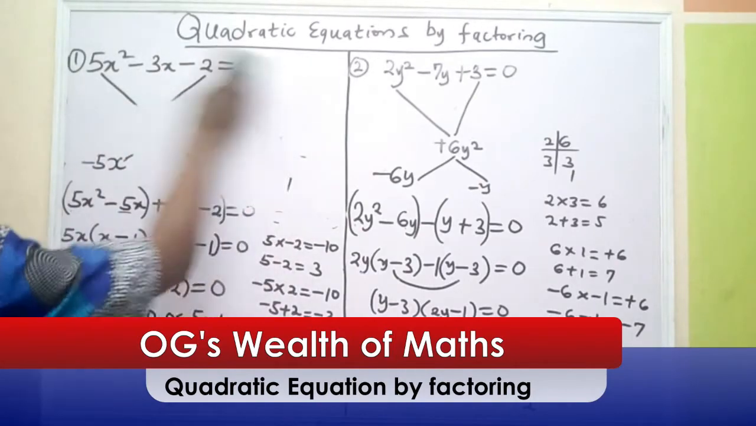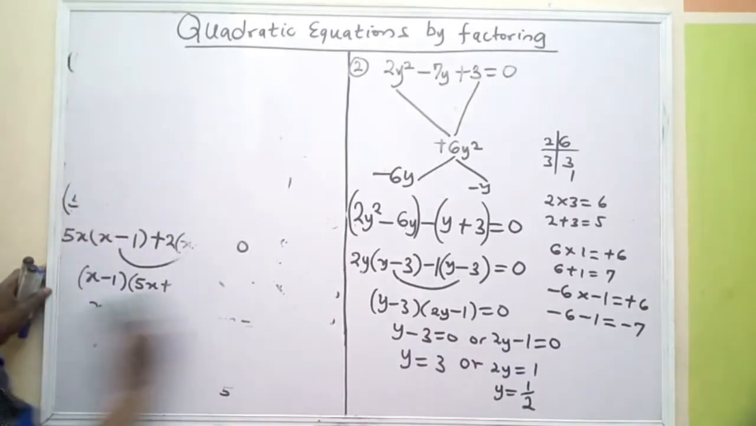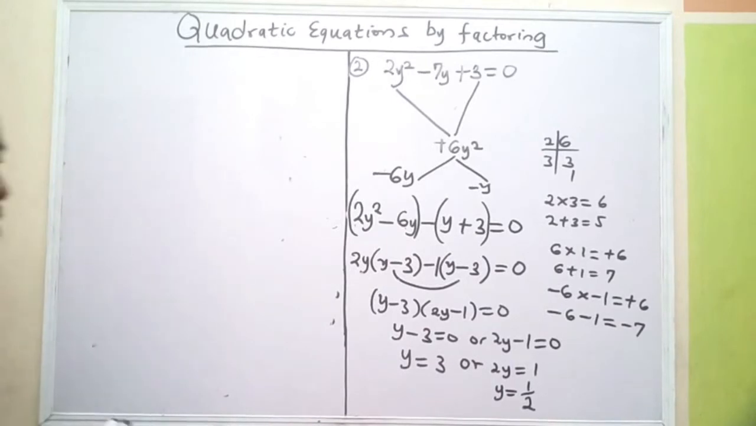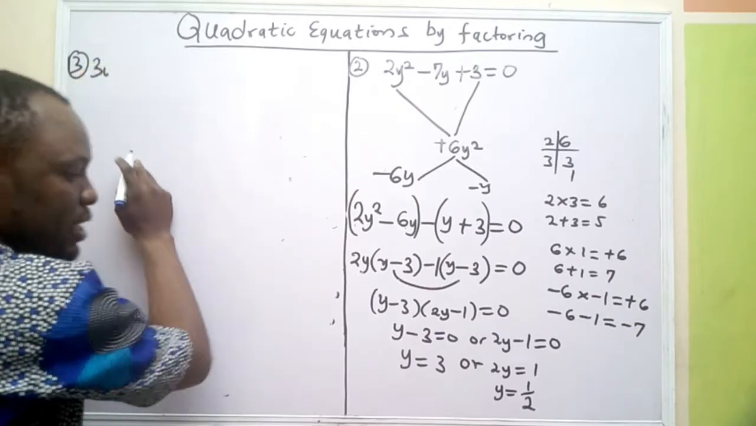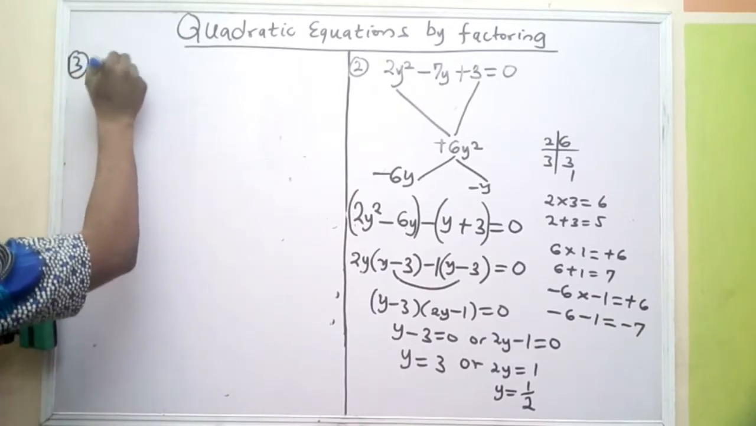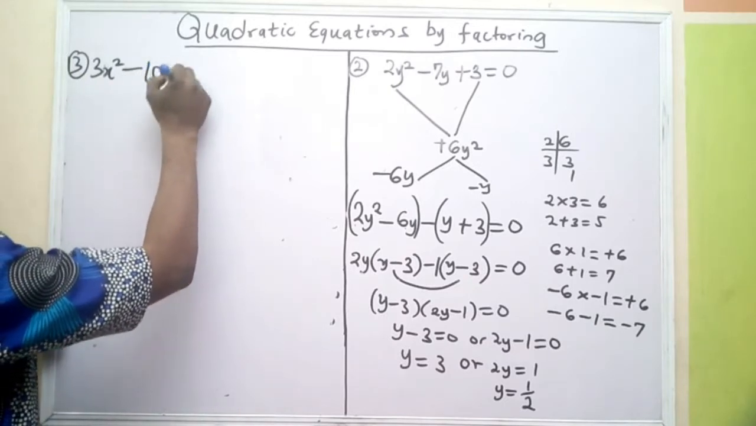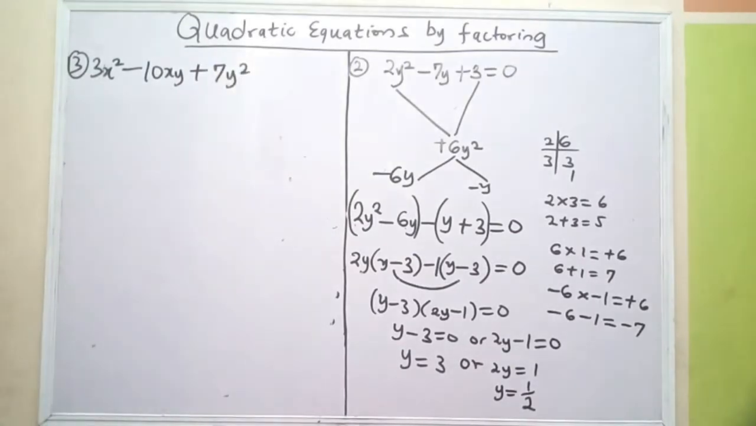Now let's take another question. The third question. Now in the third question, let's say we have 3x squared minus 10xy plus 7y squared. We're going to do the same thing.